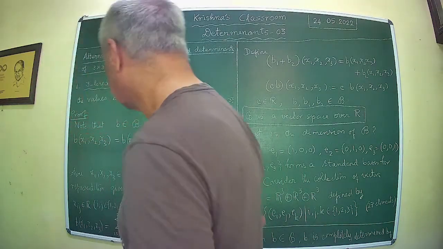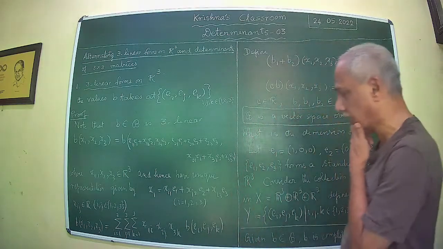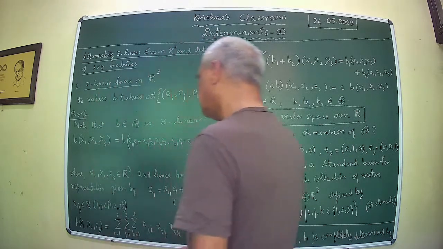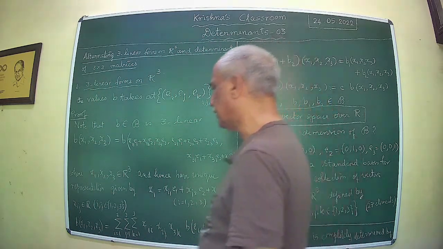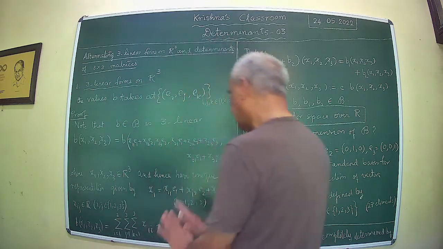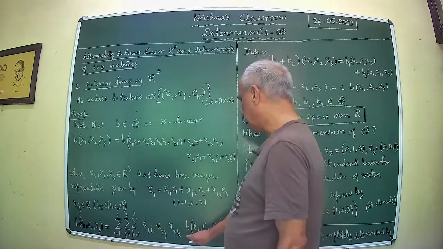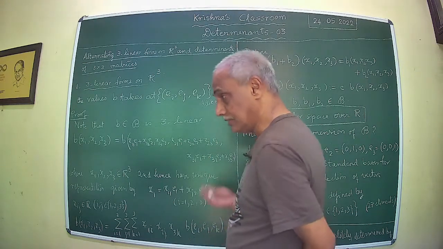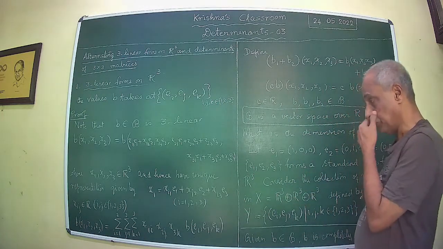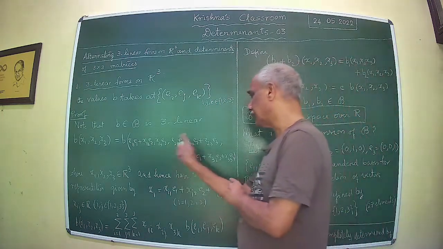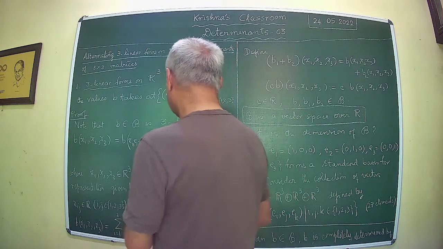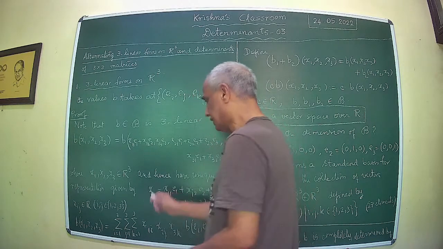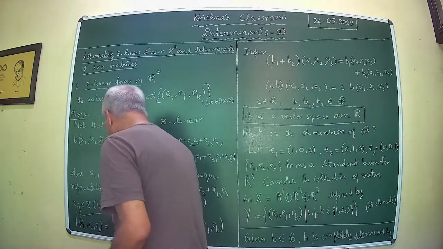So that shows one thing. We have started with an arbitrary element of script B, and its evaluation at any x1, x2, x3 is completely determined by its evaluation at e_i, e_j, e_k for all choices of i, j and k, because each of the xi's has a unique representation in terms of e1, e2, e3. Now this is a very important step.